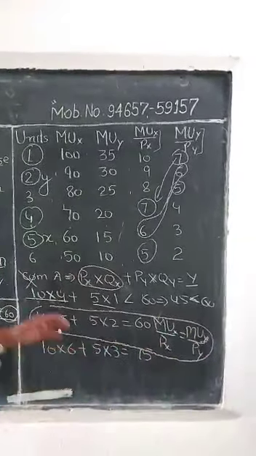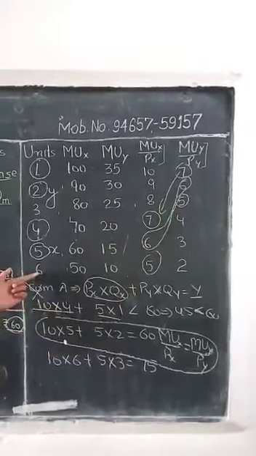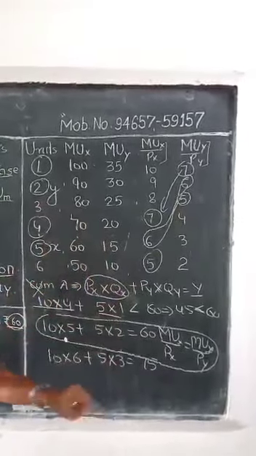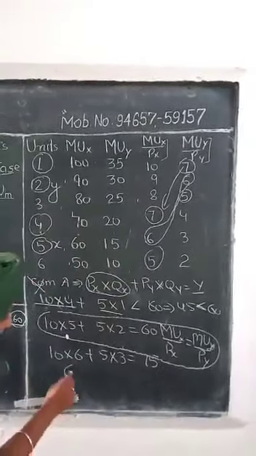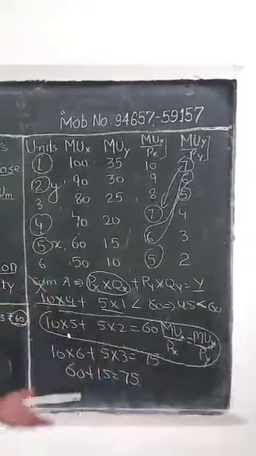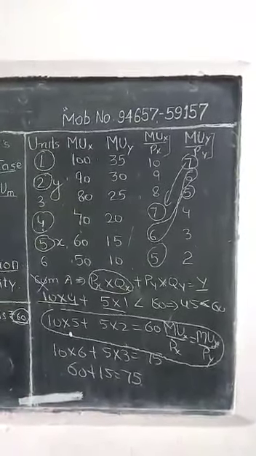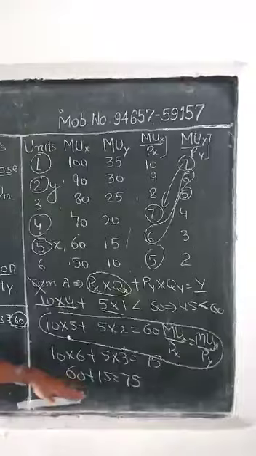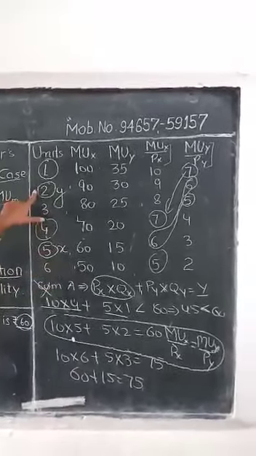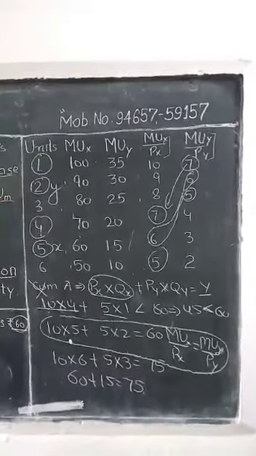In the last one you can see again it is equal, 5 and 5, but you can see 6 into 10 is 60, plus 5 into 3 is 15. So 60 plus 15, that is equal to 75. But the budget of the consumer is only 60 rupees, so it will not be possible for the consumer to get this combination. So at 5 units of x and 2 units of y, the consumer will be in equilibrium in the two commodity case.